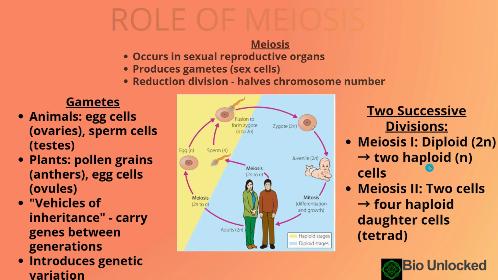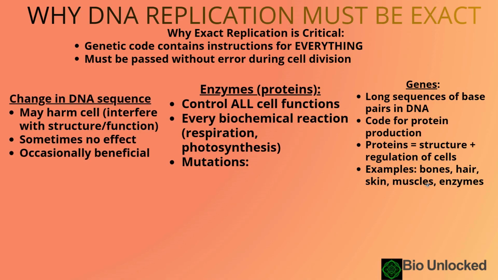In multicellular organisms, all cells must contain the same genetic code so they function in a controlled, coordinated way. Along chromosomes are long sequences of base pairs forming units called genes. Genes code for protein production, which makes up cell structure and regulates cell functioning. Bones, hair, skin, muscles, connective tissue all contain proteins coded by genes. Now, enzymes are proteins controlling all cell functions: respiration, photosynthesis, every biochemical reaction.